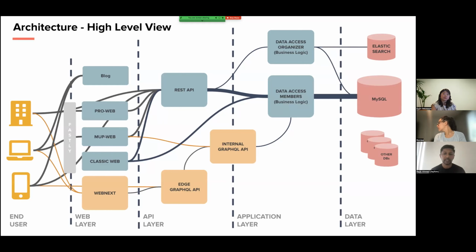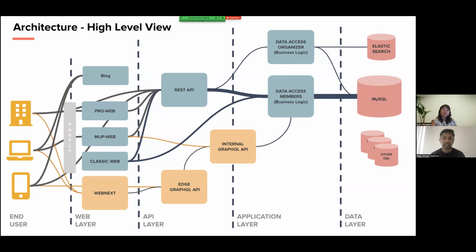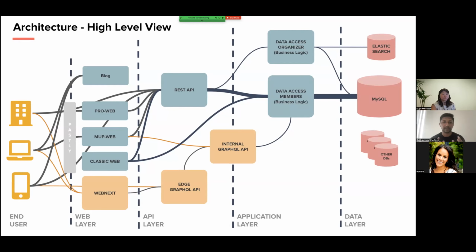We have Pro Web, which is for our Pro website. All the Pro tools exist here, along with the dashboards. We have Mup Web, Classic Web, and Web Next, which is really where we have our events and our group home areas. We call them group home. It's really group landing pages. It's the group experience, where the chat, the direct messaging, and all those areas are. And Web Next, I would just want to mention, is our latest modern platform, where the majority of our traffic is being delivered from.